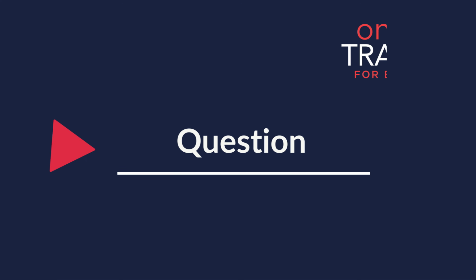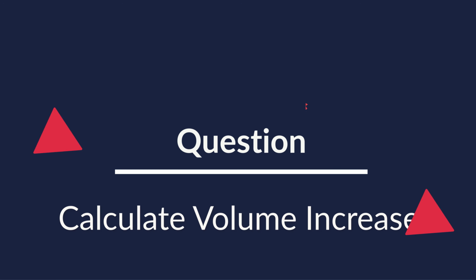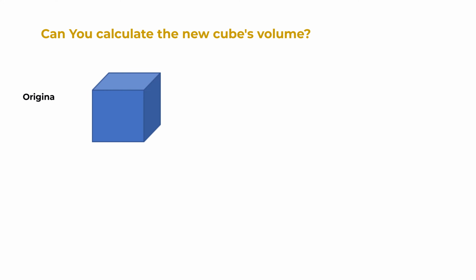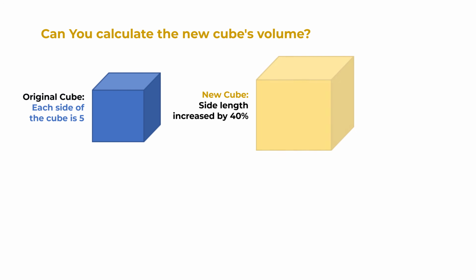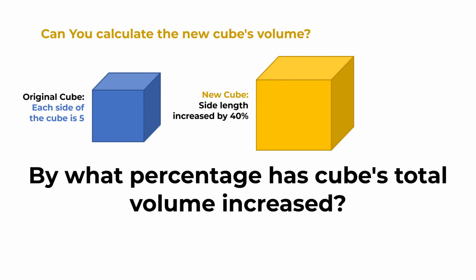Here's an interesting question from the real test. You're presented with 2 cubes. The original 5 by 5 by 5 blue cube has its side length increased by 40%, which in the picture is represented by the yellow cube. As a result of these changes, by what percentage has the total cube volume increased?